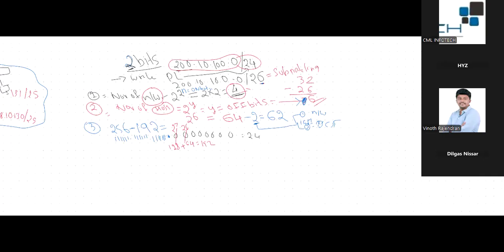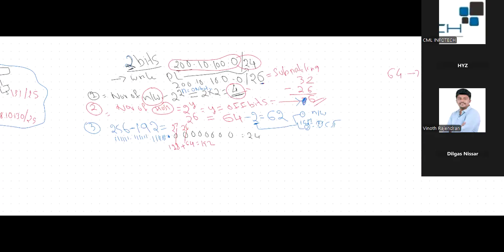Identify the number of networks. Just check the additional bit value. How many are turned on? 2. So 2 raised to 2 equals 4, so you get 4 networks. Clear? Second, the number of hosts. To identify the number of hosts, you need to identify the number of off bits, which is 6 here. So 2 raised to 6, which is 64. Clear? Now you have 64 addresses in each network and you have 4 networks.